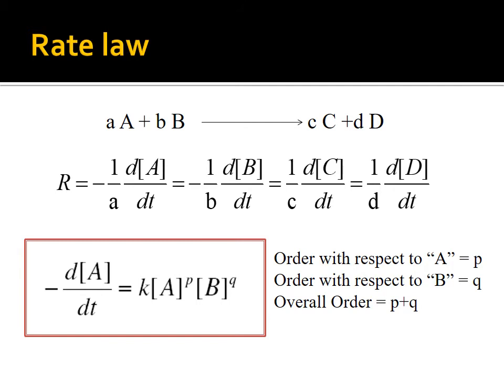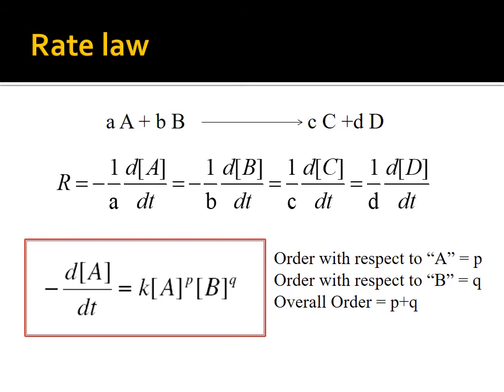Here, on one side we have rate, then k is the rate constant, and [A] represents the concentration of A, and [B] in the bracket represents the concentration of B. And the letters p and q represent the order with respect to the particular molecules. Here p represents the order with respect to A and q represents the order with respect to B, and the total order or overall order is represented by p plus q.